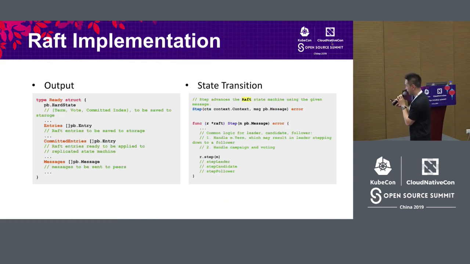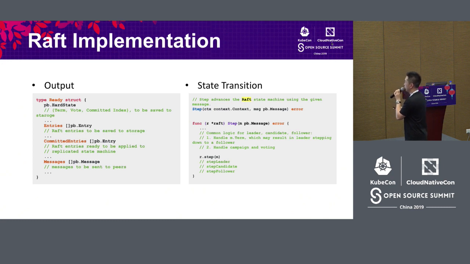What's the output of this Raft state machine? The output is wrapped into this structure, which is called ready. It means these are ready to be consumed, to be processed by whoever is using the Raft package. All right, so first one is the state of the Raft. Next one, this state needs to be saved to the storage because remember the Raft package itself does not include implementation of persistent storage, right? And these are the entries that need to be saved to storage. These are the committed entries, which are, remember, safe to be applied to the key value store. And these are the messages. Remember, the Raft package does not implement network transport. So whoever is using the Raft package needs to consume these messages and actually deliver these messages to their destinations. That's why they are included in the output.